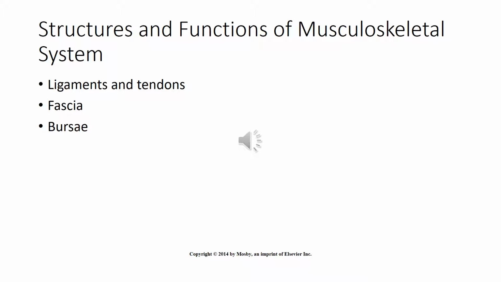Ligaments have a higher elastic content than tendons. They provide stability while permitting controlled movement at the joint. Ligaments and tendons have a relatively poor blood supply, so this makes them longer to heal.